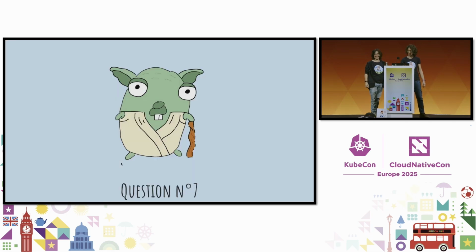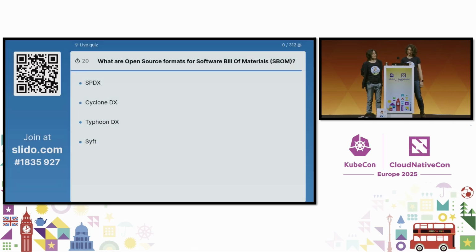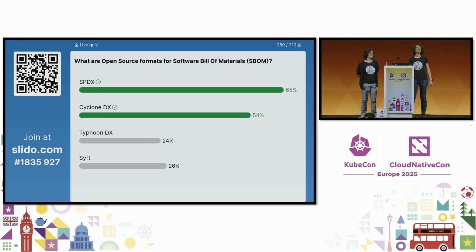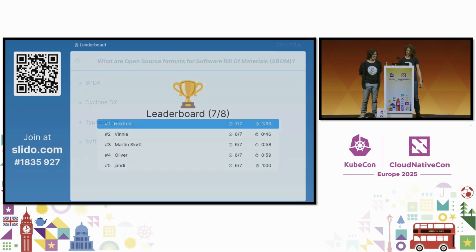Yes. Next question. Number 7. What are open source formats for software bill of materials? You have two right answers. SPDX, CycloneDX, TyphoonDX, Syft. What do you think? Okay, not so bad. Okay, so SPDX and CycloneDX are open source. Syft is not open source. TyphoonDX is a complete imaginative thing.